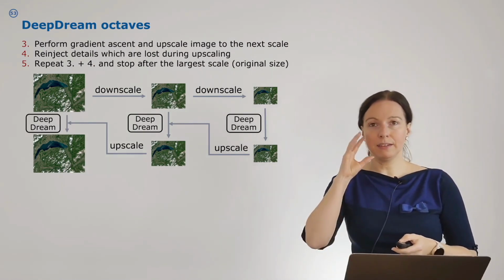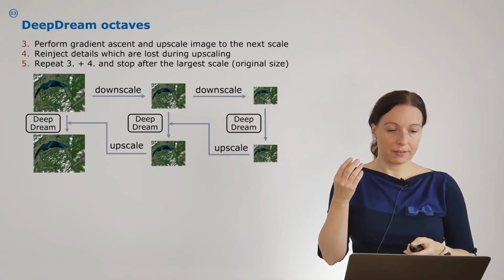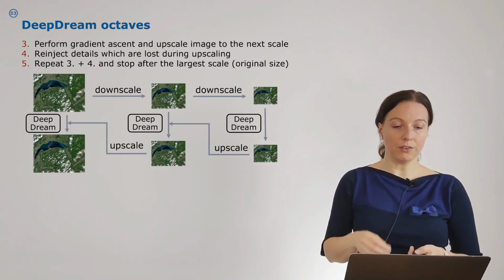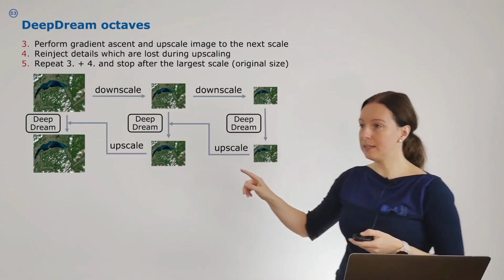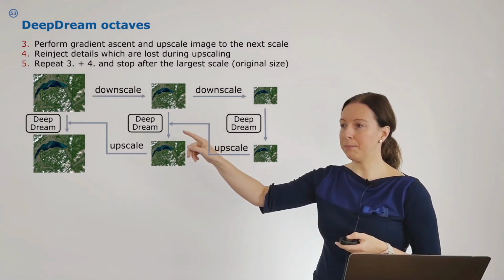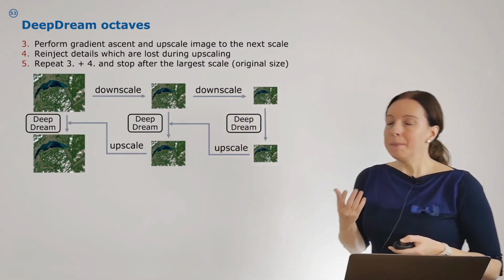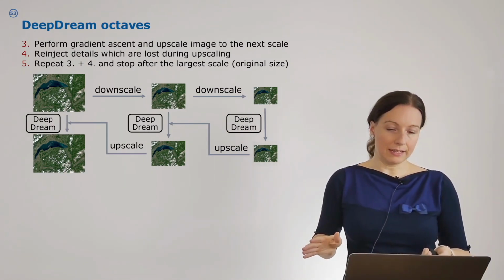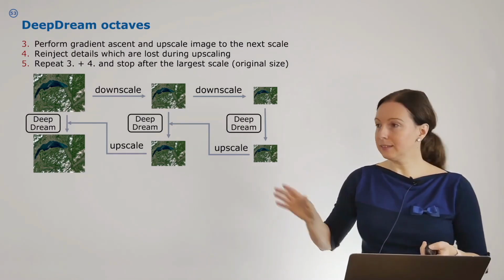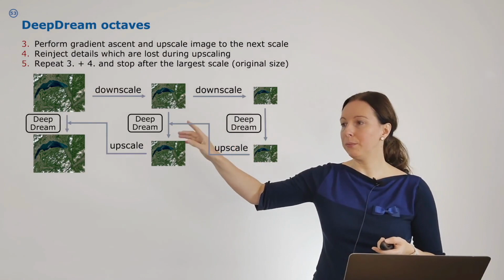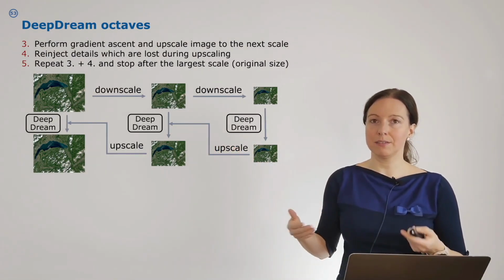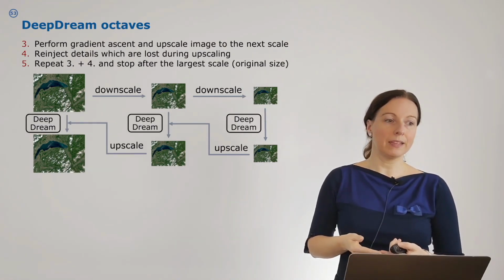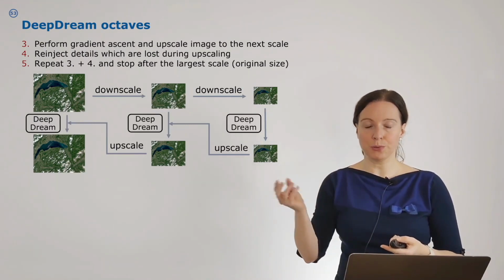Then there's another step which is crucial here. You re-inject the details which are lost during the upscaling. So you upscale and go to the next scale. The thing is, if you downscale and then you upscale again, details are lost. This is the point where the information from the multiple scales is combined, and it should not suffer from lost information due to the downscaling.